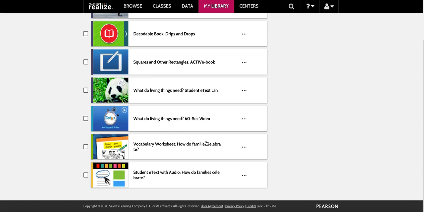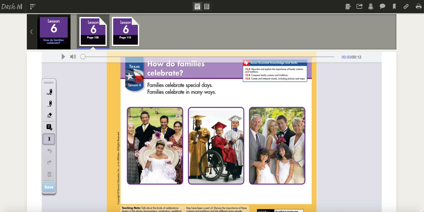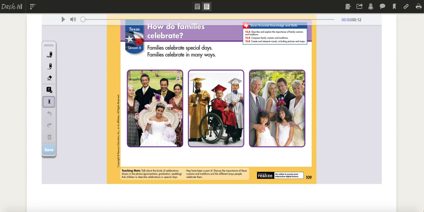So next we're going to go ahead and move on to social studies. So here we have families. See? It says, how do families celebrate? How do families celebrate? Families celebrate special days. Families celebrate in many ways. So yesterday we saw this picture here, and we can see by looking at the picture that they're celebrating a birthday, yes. And then here we can see they're having a graduation, and over here they're having a wedding.